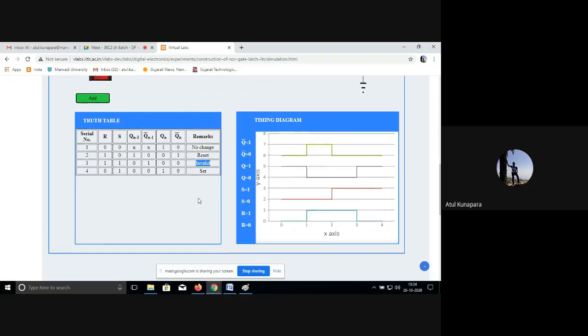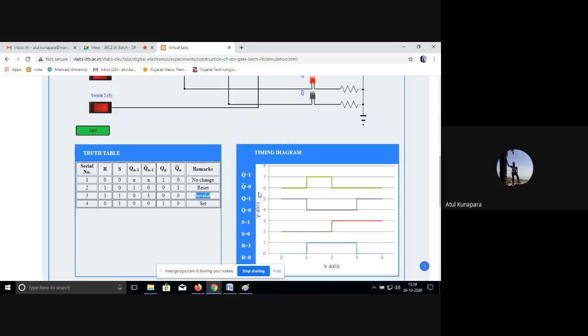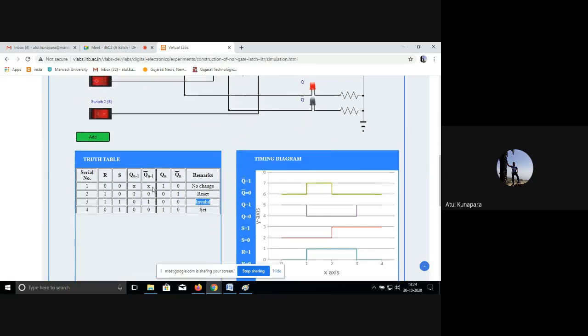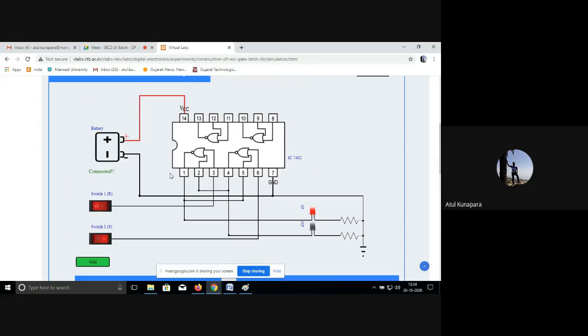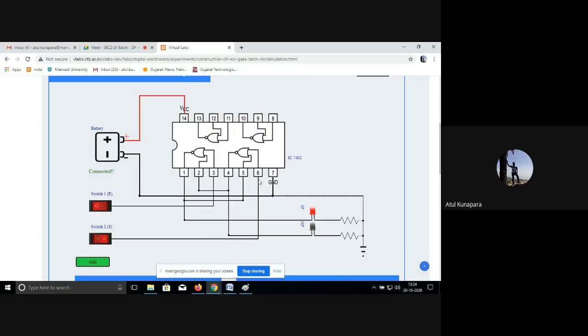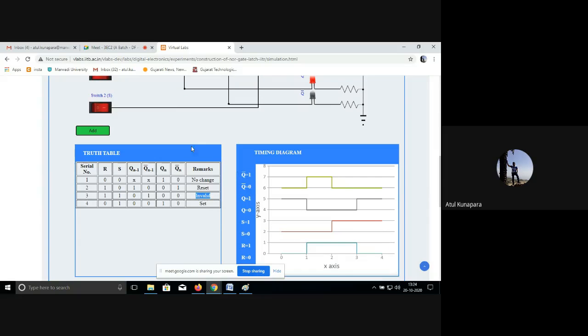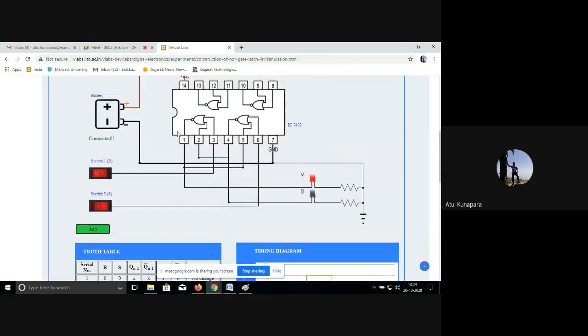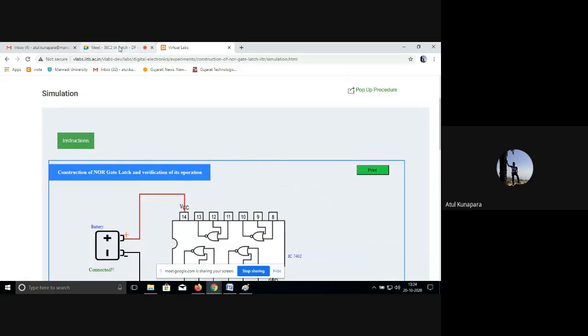Okay, so this is how you can verify the operation of your NOR logic SR latch with the help of the timing diagram, as well as by looking at the LED condition and the truth table. You check it for all possible conditions, and then you come to know how this latch is working and how it keeps the output constant, or stores the memory data. Is that clear to everyone?